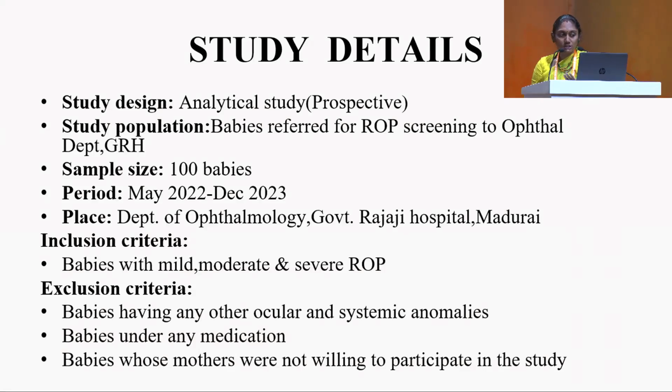The methodology: it is an analytical study, and we analyzed 100 babies who came to our department. The period was May 2022 to December 2023, that is 1 year. The inclusion criteria were mild, moderate and severe ROP, according to the stages of ROP by the ICROP classification. For exclusion, we excluded babies having ocular or systemic anomalies, babies on any drugs, and mothers not willing to participate in the study.